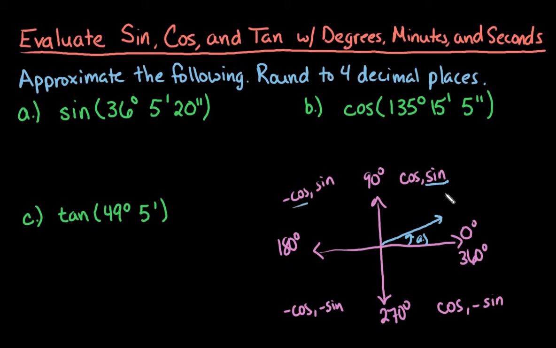And then if you recall, tangent is sine over cosine because it's opposite over adjacent. So since 49 degrees is in this quadrant, I have a positive divided by a positive, so tangent is positive in this quadrant. Okay, so enough about that. Let's go ahead and grab our calculator and get started.